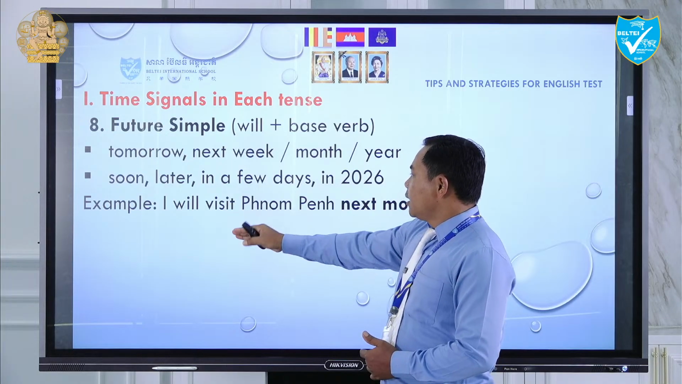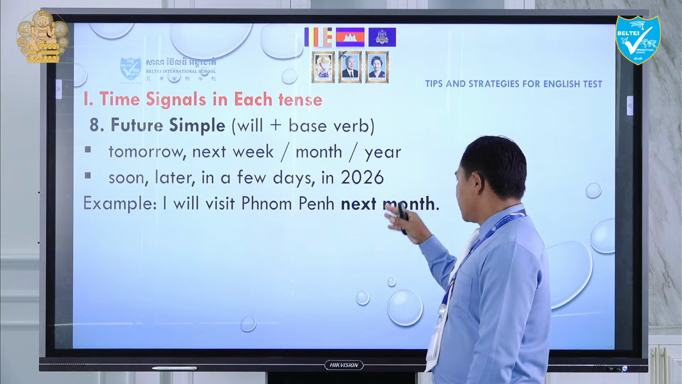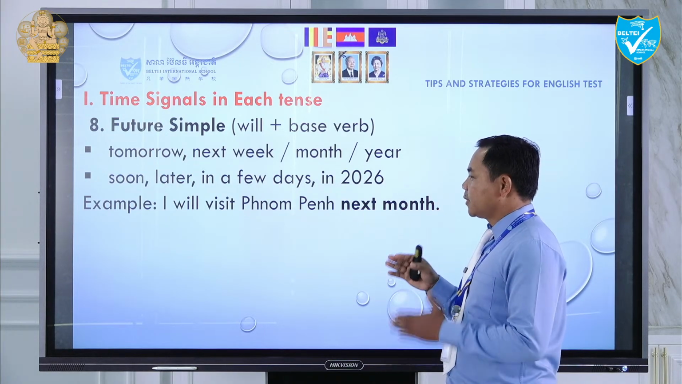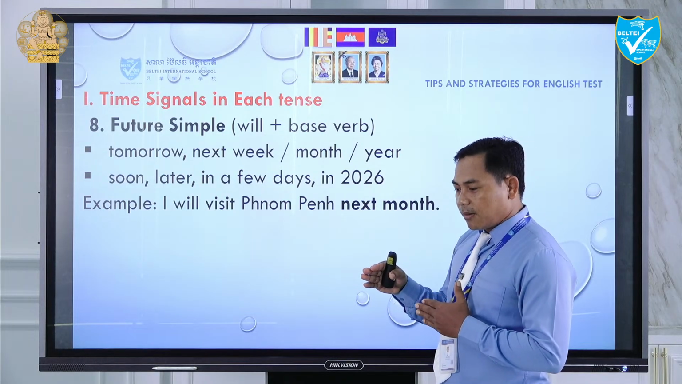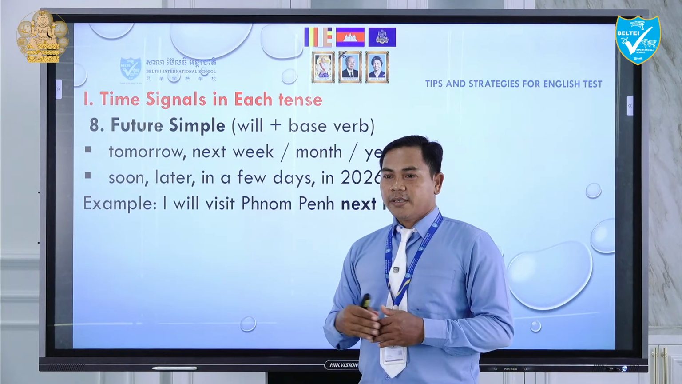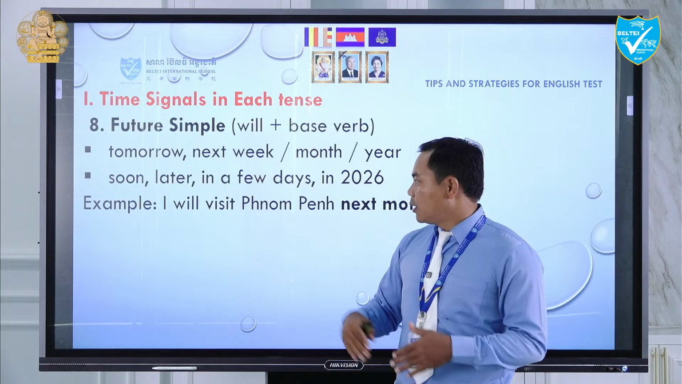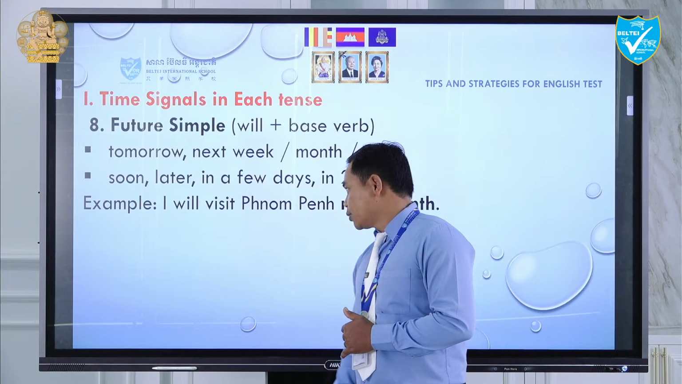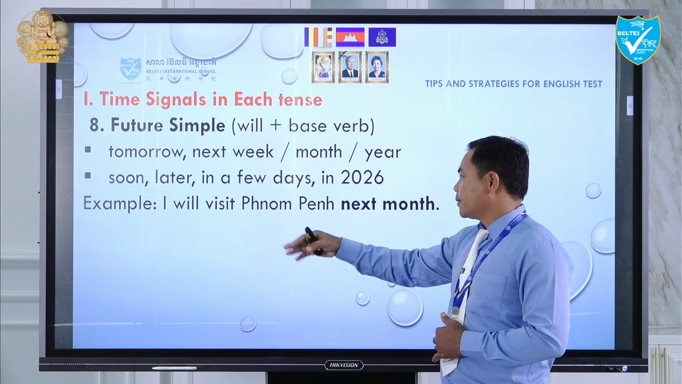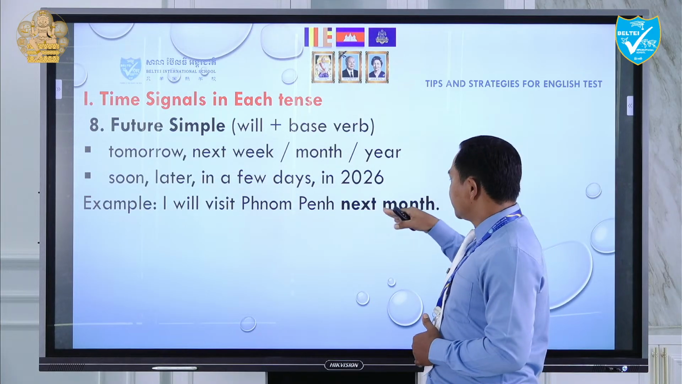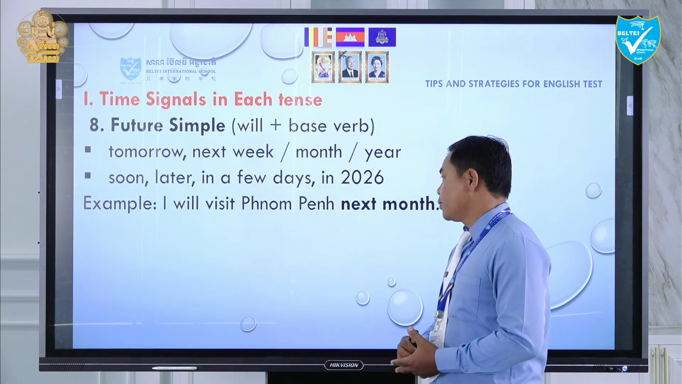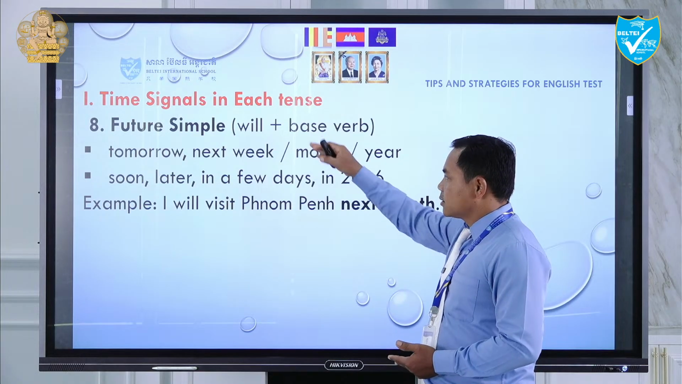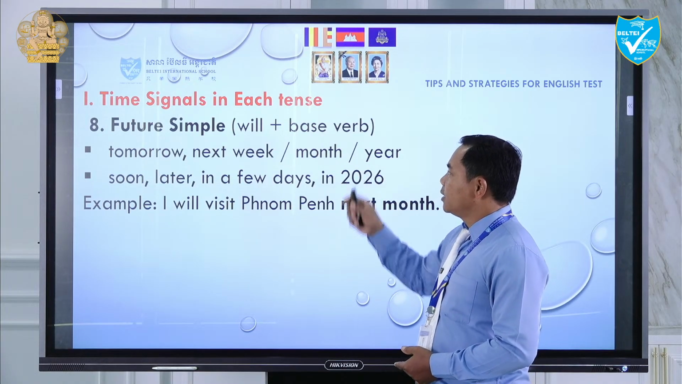I will visit Phnom Penh next month. So next month is September, right? This month is August, so next month, September, is our future. So we use "next" in simple future. This time sequence is used in simple future.